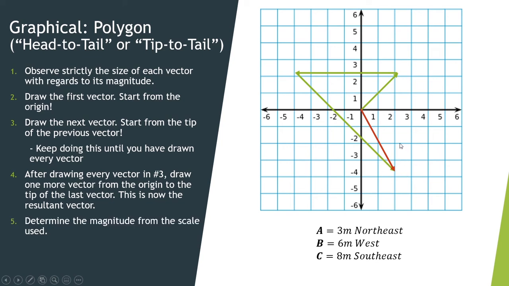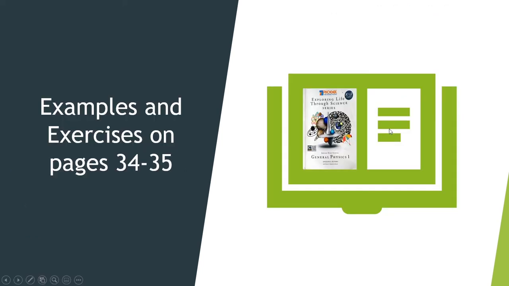Determine the magnitude from the scale used. So again, use a ruler and then use a protractor. So measure this, okay? So it's going to be something degrees south of east. That's it. Some examples and exercises are found on pages 34 to 35 of your wonderful book. You can pause this video and try it out for yourselves.